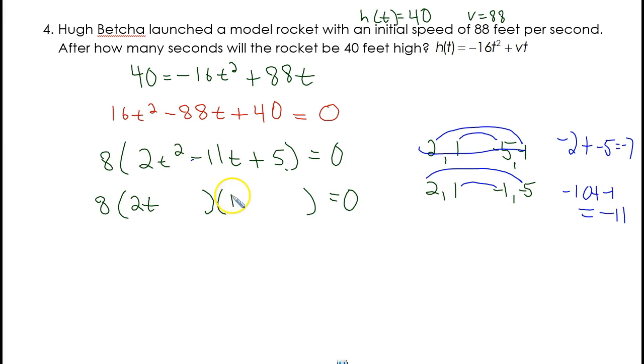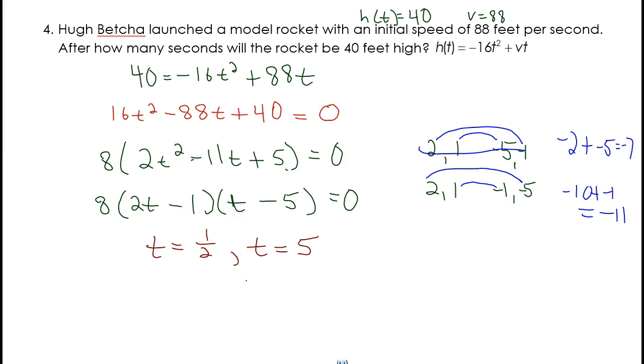Now I don't have to write 1t, I can just write t. And then the negative 1 and the negative 5 need to be at the ends of both parentheses in that order, minus 1 and minus 5. We have 2t minus 1 and t minus 5. I'm going to solve both of those to get t equals, let's see, 1 over 2, and t equals 5.